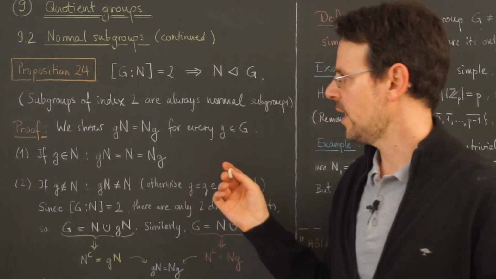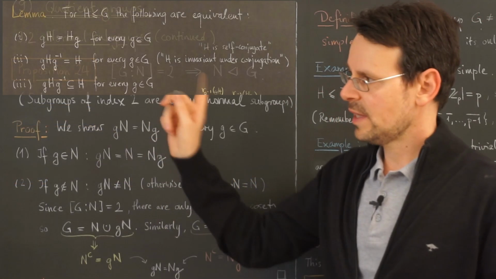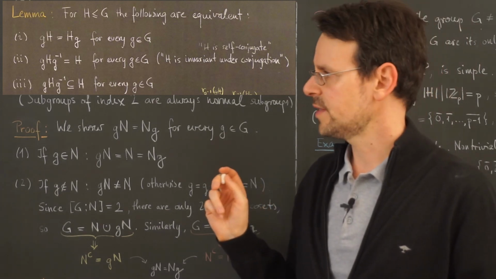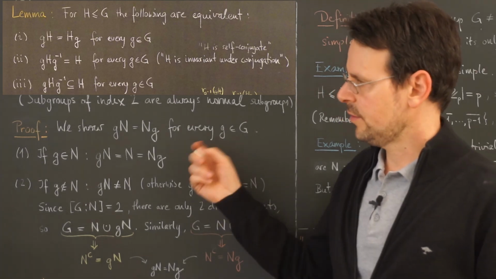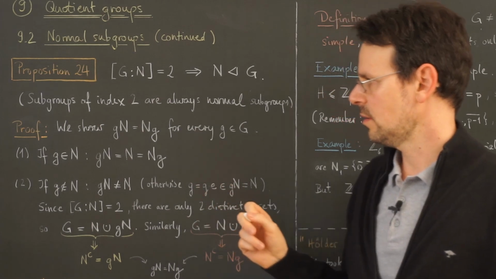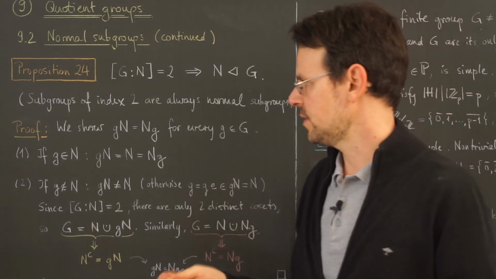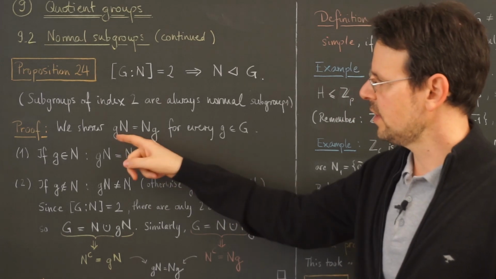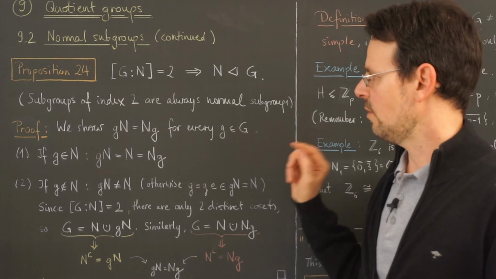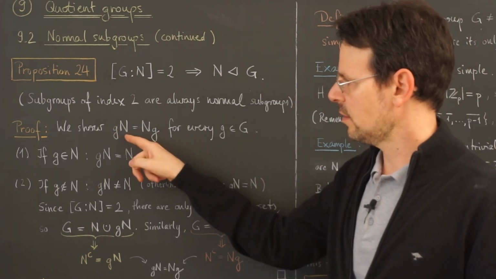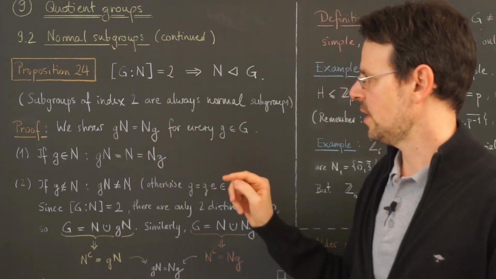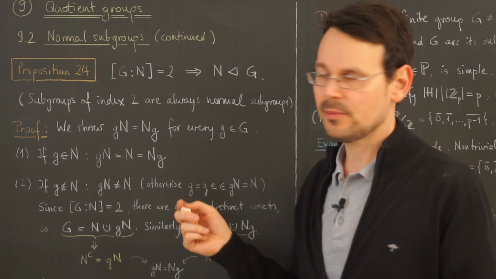All right, let's take a look at the proof. If you remember this lemma we formulated, this contains three equivalent conditions for a subgroup to be a normal subgroup. And it turns out that in the context of this proof, this condition here is indeed the most useful or easiest to check. So we need to show that this is true for every element g of the group, so that the left coset of g is the same as the right coset of g, always with respect to the subgroup N.